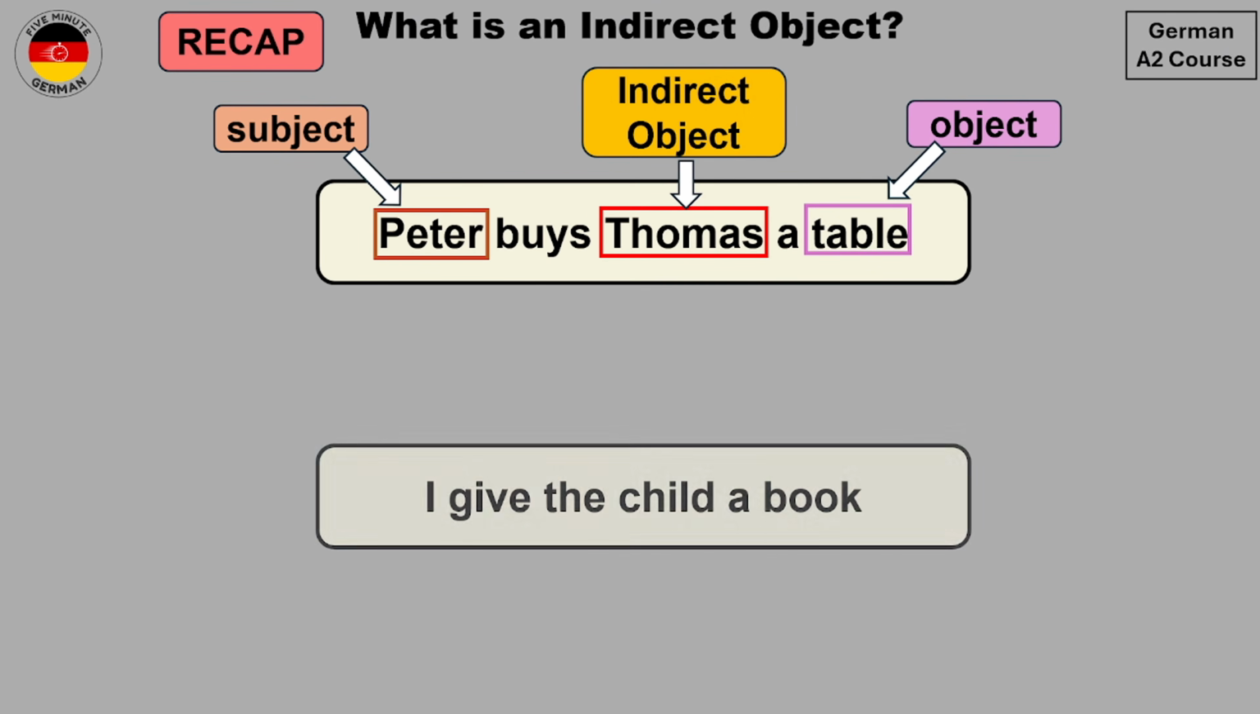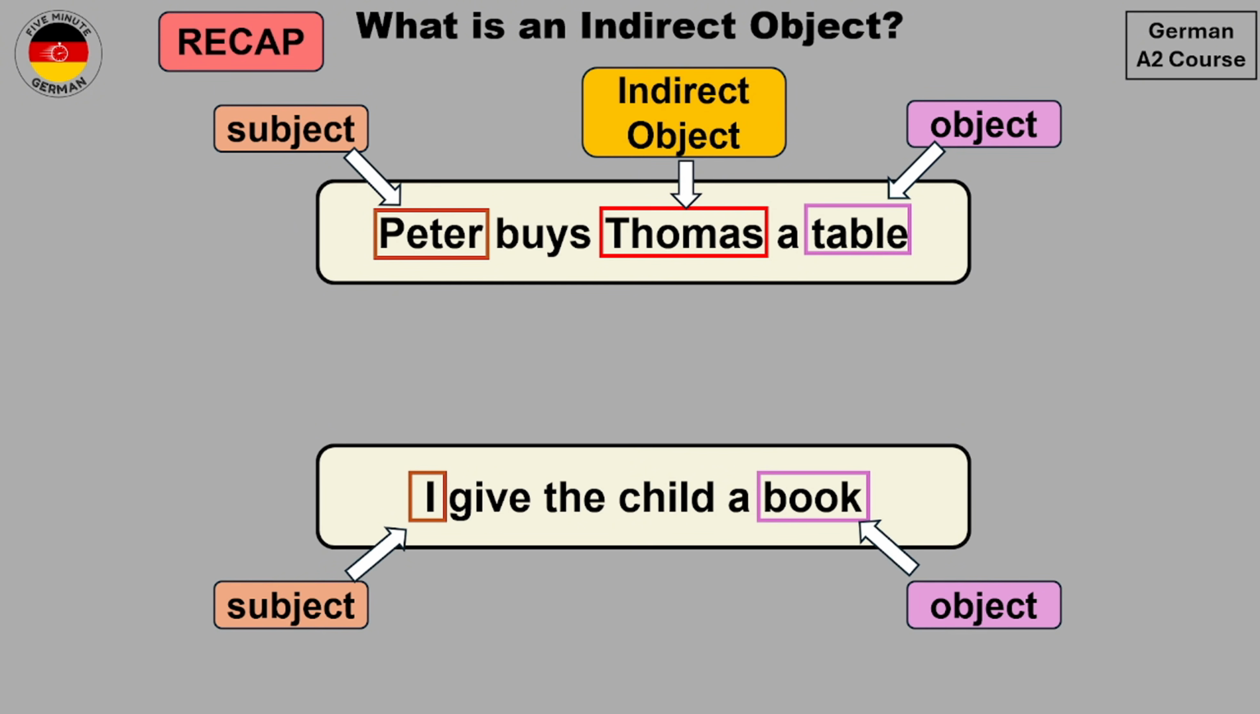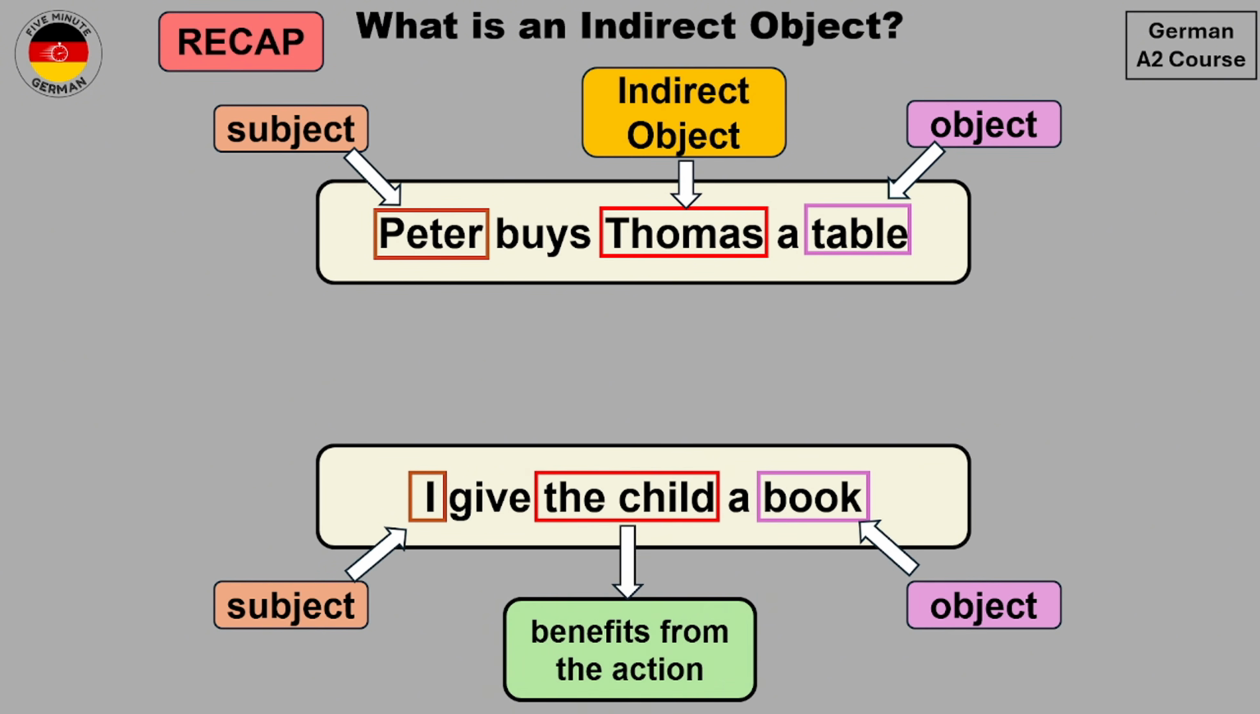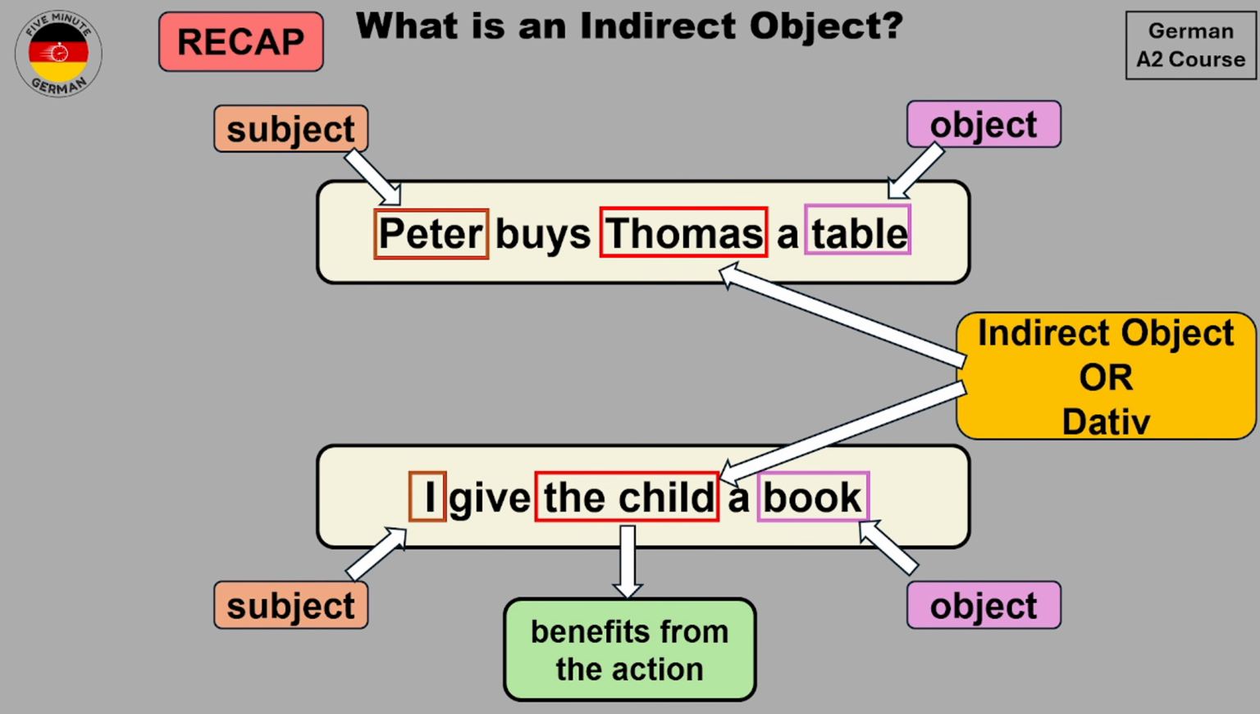Let's take another example. I have the sentence, I give the child a book. Now in this sentence, I am the subject and book is the object. And the child is the one who benefits from the action because he or she is the one who receives the book. That's why in this sentence, the child is the indirect object or in dative case.